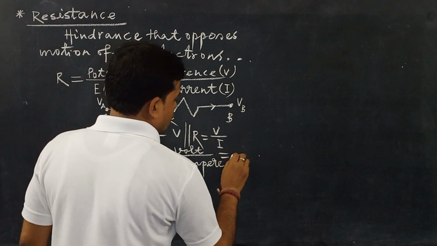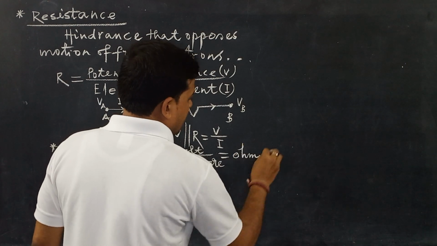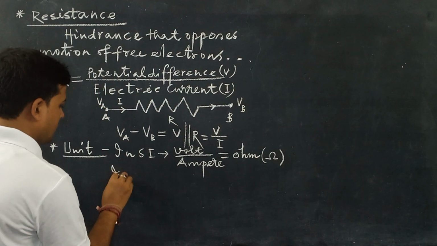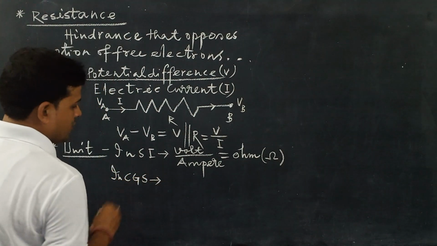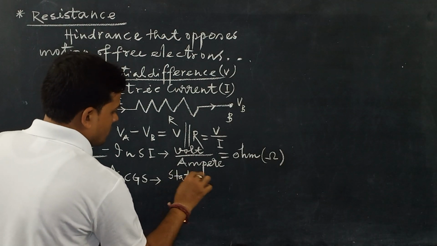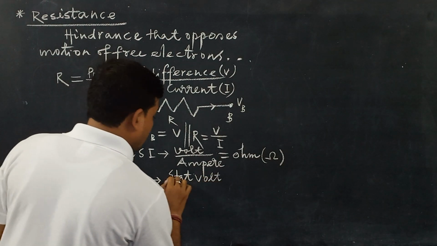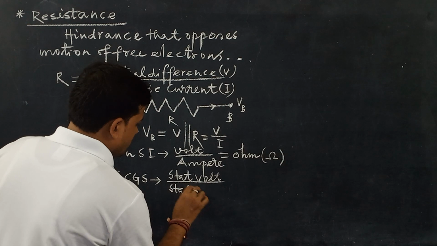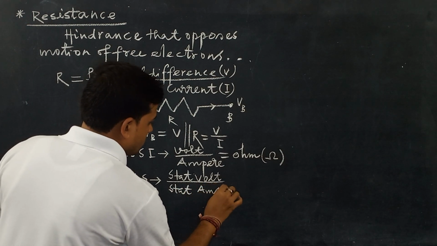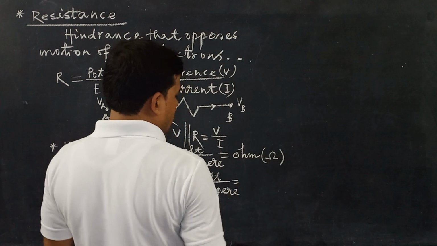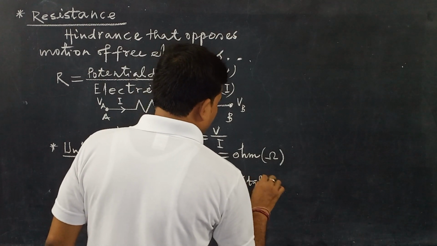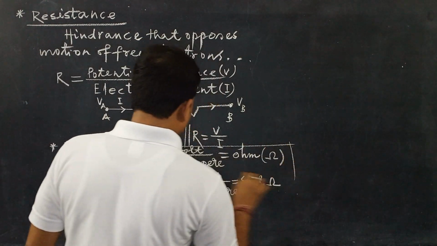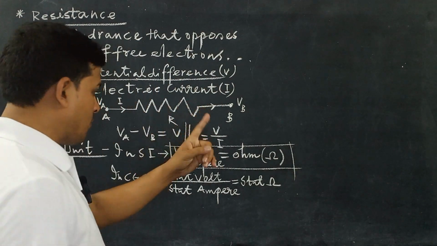Volt divided by ampere is called ohm, according to the name of the scientist, and there is a standard symbol for this, that is the ohm. Similarly, in CGS there will also be a particular unit, that is stat volt, that we learned in the previous video, the relation between volt and stat volt, and the stat ampere. This is stat ampere. This is also stat ohm. So this relation is very important for the MCQ or 1 mark question in your board exam.